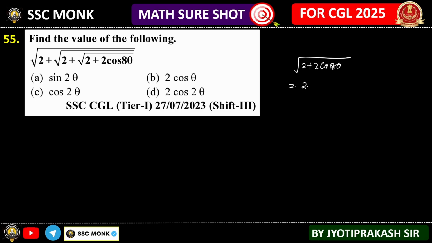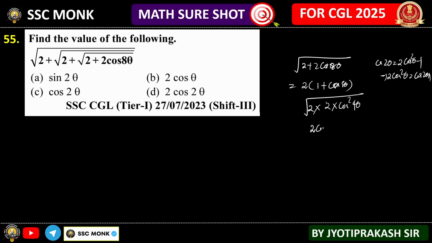Square root of that. This can be written as 2 common, 1 plus cos 8 theta. See, always remember cos 2 theta is equal to 2 cos square theta minus 1, or it can be written as 2 cos square theta is equal to cos 2 theta plus 1. So here I can write 2 into cos square 4 theta, square root of that. That will come to 2 cos 4 theta plus 2. Same way, this expression will drop to cos 2 theta, that will be 2 cos 2 cos theta. So the final answer will be answer B, that is 2 cos theta.